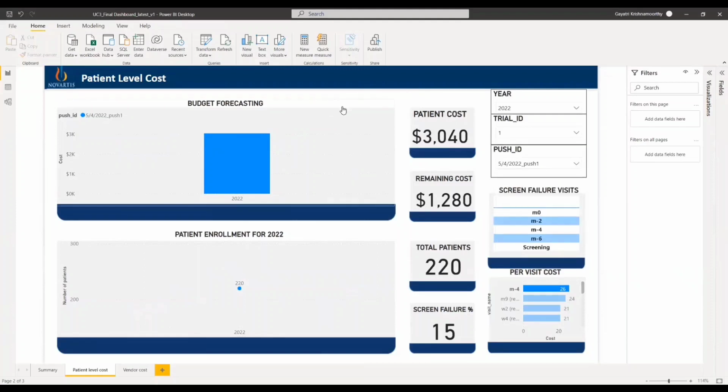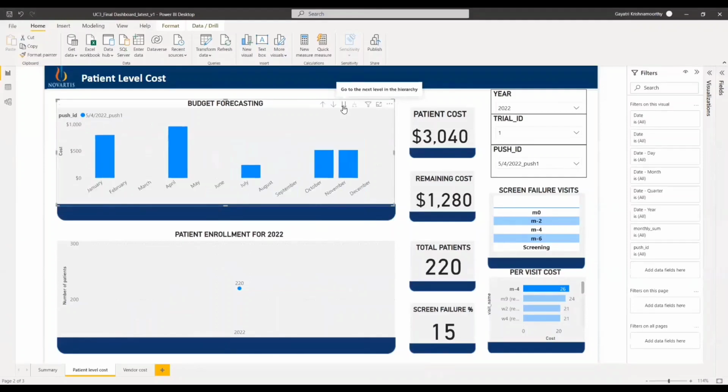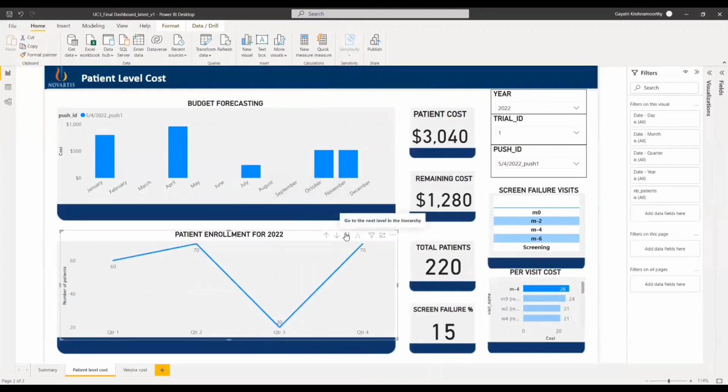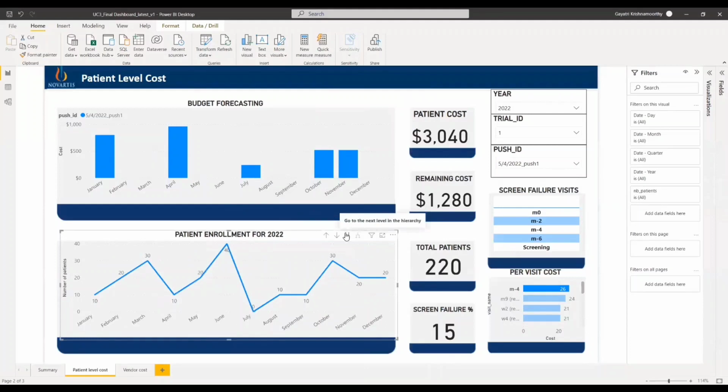Further, we have a drill down feature here to look at the budget at a quarterly and a monthly level analysis. We can view the details here. In a similar fashion, we have the quarterly and a monthly level analysis. Moving on to our next KPIs, which is the patient cost. So this is the total cost that is spent for all the patients till now. We have the remaining cost. This is the total cost that is yet to be spent till the completion of the trial.